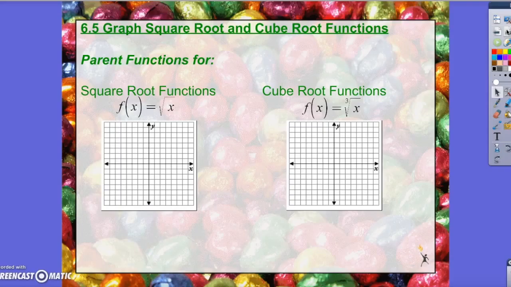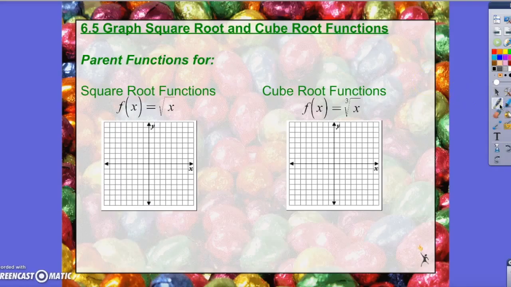So let's start talking about what the parent functions are. We did a lot of talking about roots and radicals, so we're going to finish up with actually graphing them in two types, square root and cube root functions. All right, a parent function is a really basic function. The square root function is f of x equals square root of x. The cube root function is f of x equals cube root of x. There are no other numbers, it's just a square root or a cube root of the letter x.